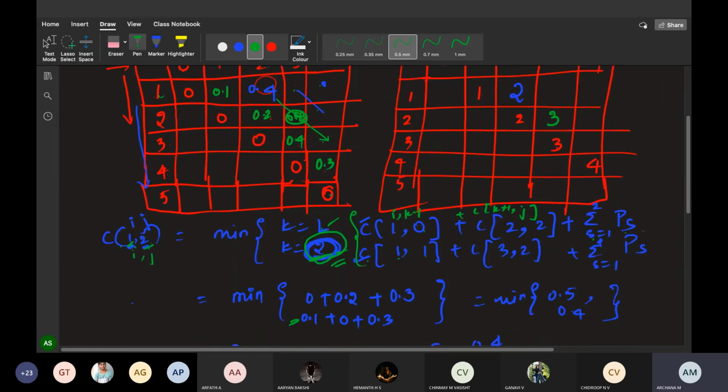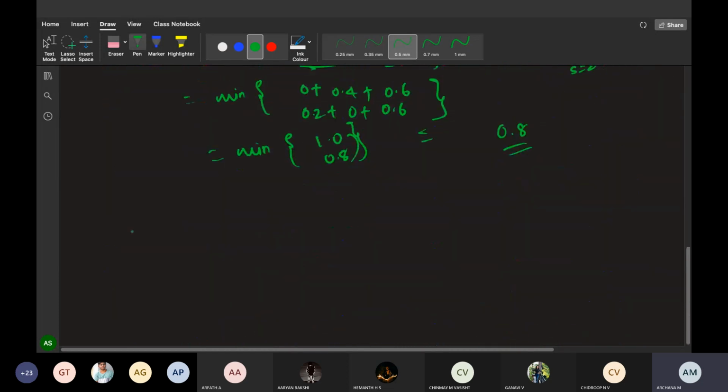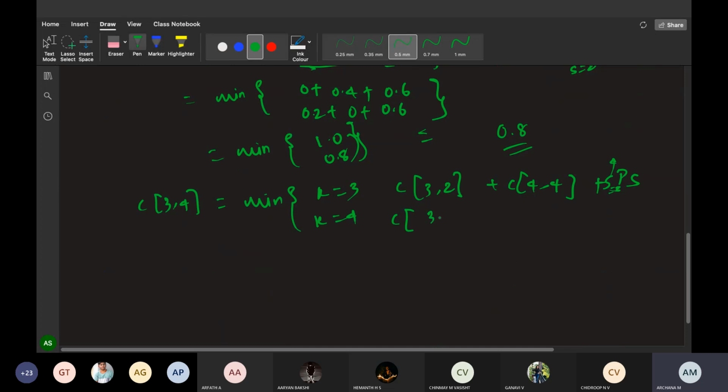Now I will take this one, C of 3 comma 4. So this is equal to minimum of, for k equals 3 and k equals 4, you have to find out C of 3 comma 3 plus C of 4 comma 4 plus PS, that is for s equals 3 to 4. And this will be C of 3 comma 3 plus C of 5 comma 4 plus sigma of PS for s equals 3 to 4.